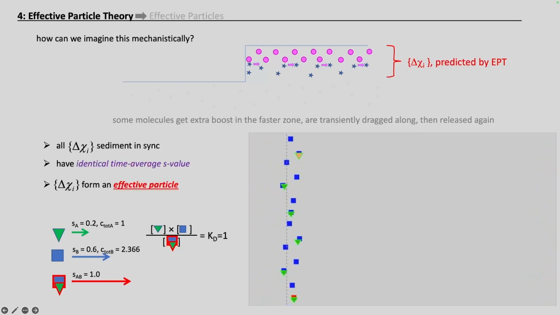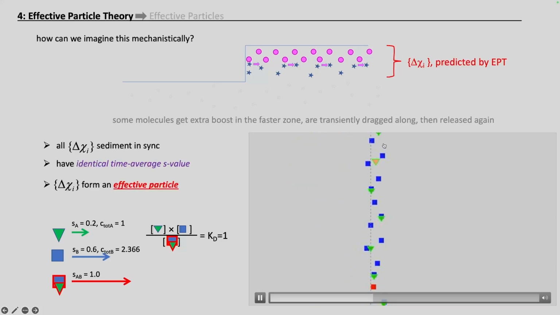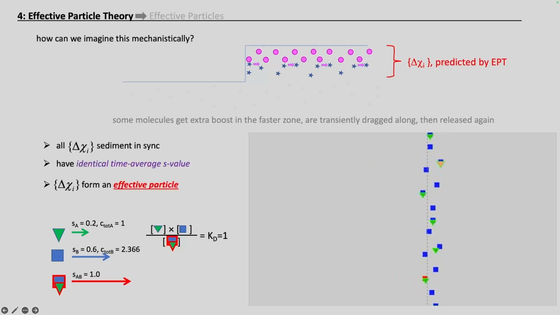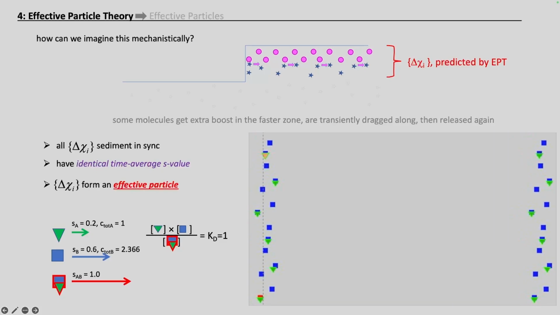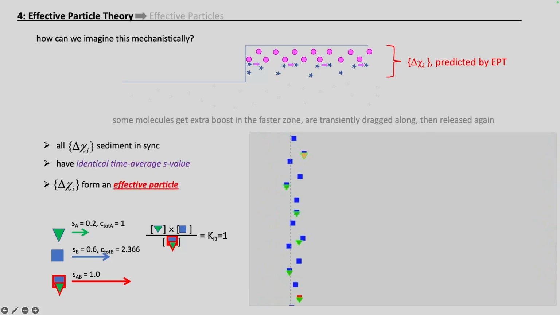You can see that this effective particle macroscopically has a molar ratio of 2.4 and sediments with a velocity of 0.75, which is in between that of the faster component and the complex. The effective particle picture is really the key to sedimentation patterns of interacting systems. All of the mysteries we listed before can now be naturally explained.